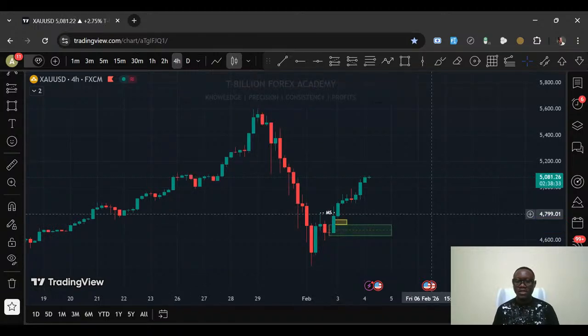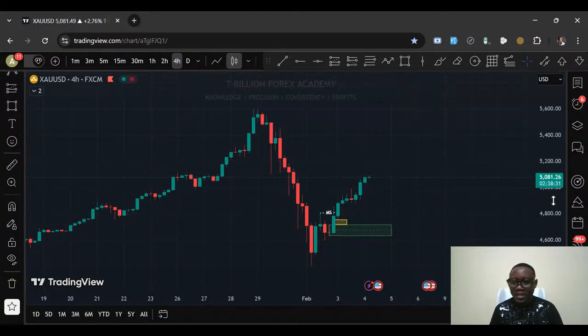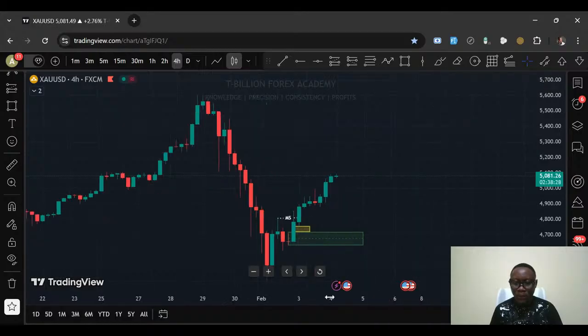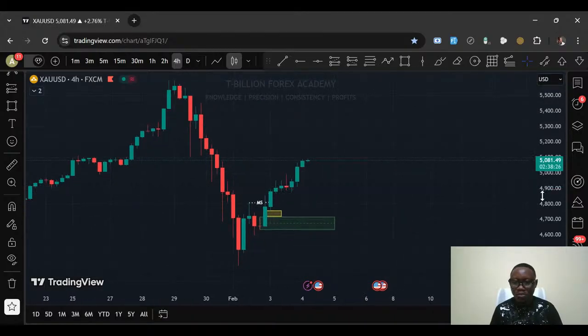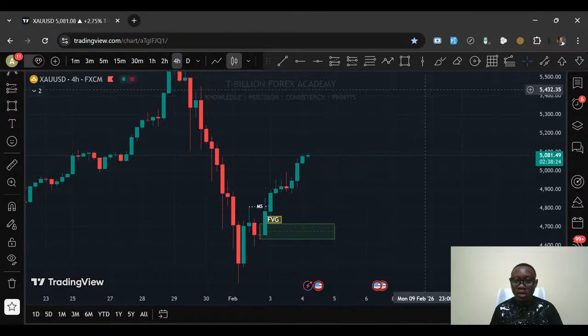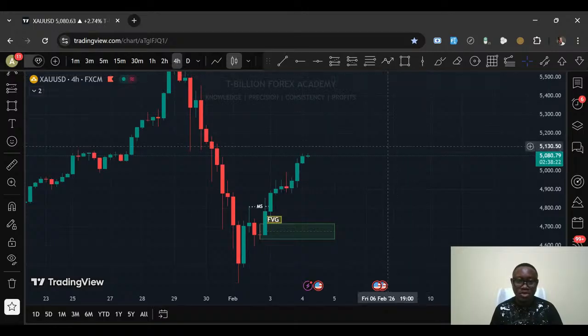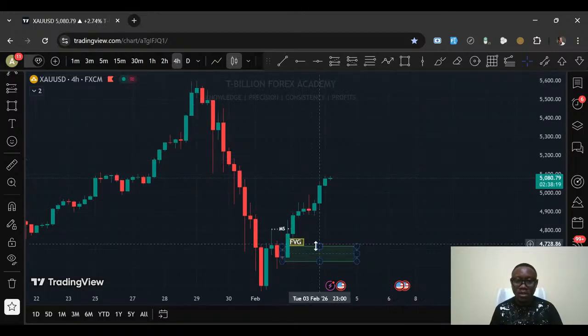Okay, so I have this, right? Again, I can see another structure here, which is a break of structure, or better put, an internal break of structure. Okay, this is an internal break of structure.